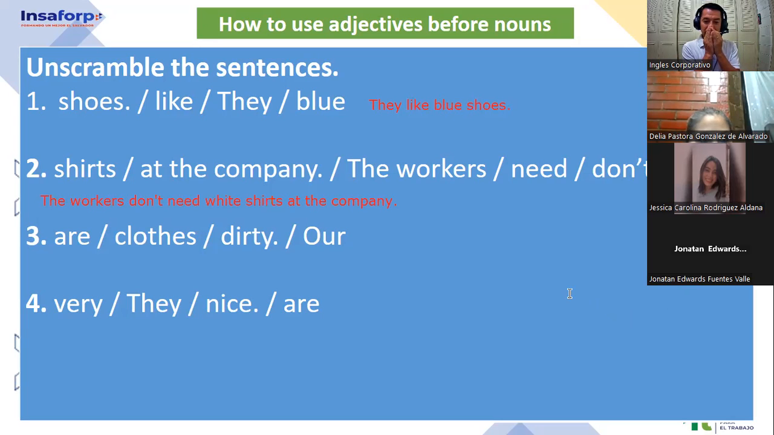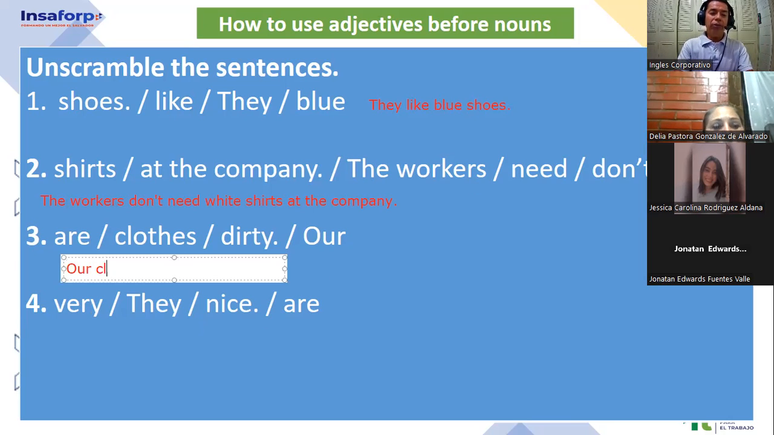Number three. Volunteers. Yes, Delia again. Chicos, ¿cómo vamos a dejar solita a Delia? Solo ella me está participando. Bueno, solo casi Delia. Okay, Delia. Our clothes are dirty. Are dirty, right? Excellent. Like the joke, right? Como en la bromita que hacen por teléfono. Aló, aló. Sí, disculpe, lavan ropa ahí. No. Uy, qué sucios.